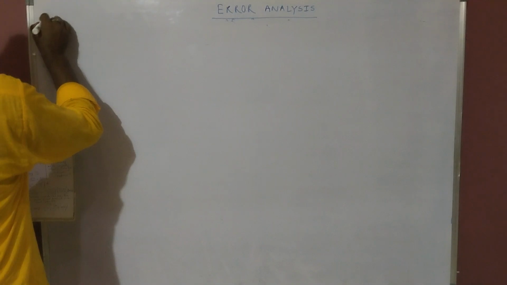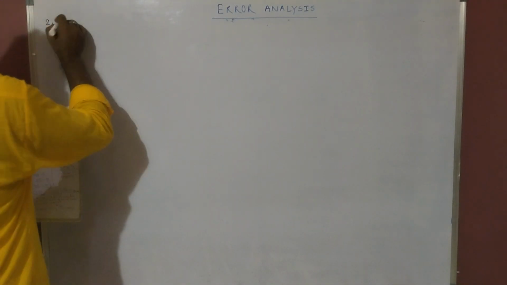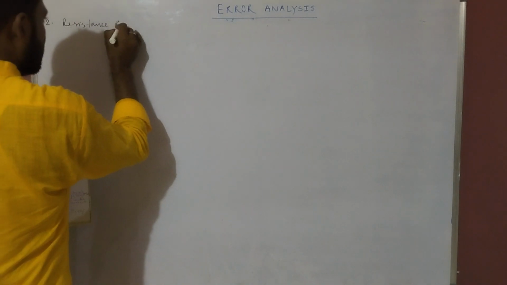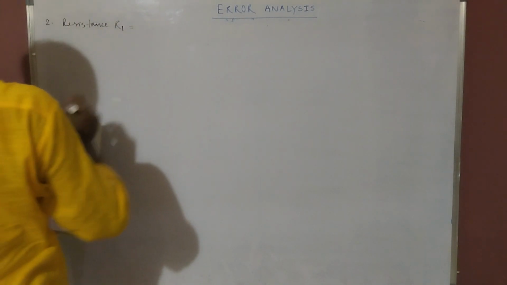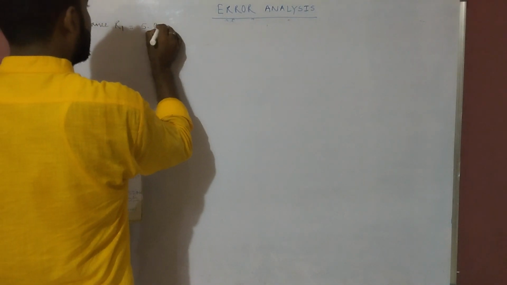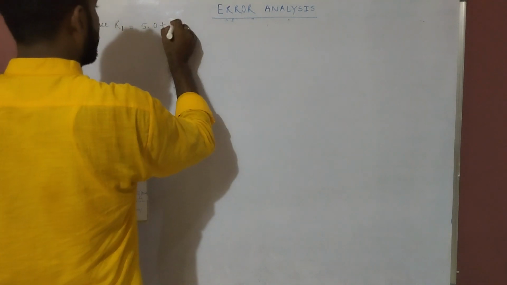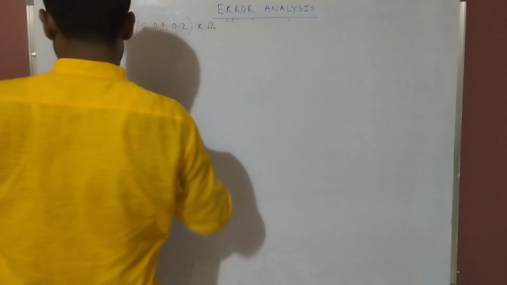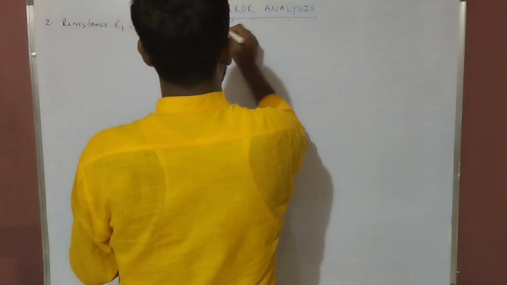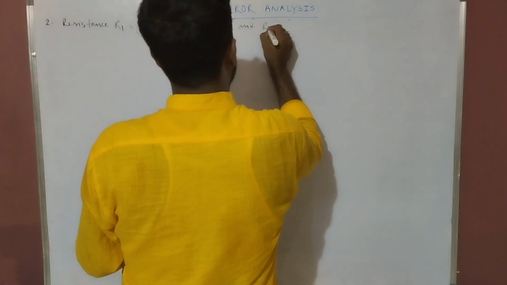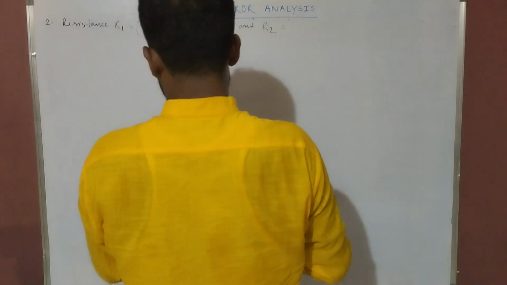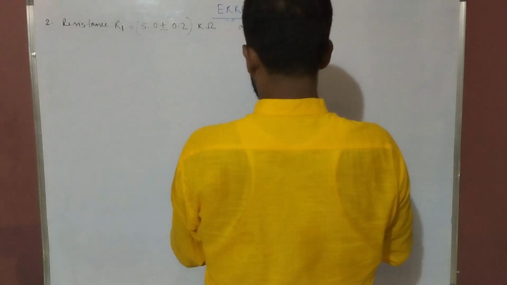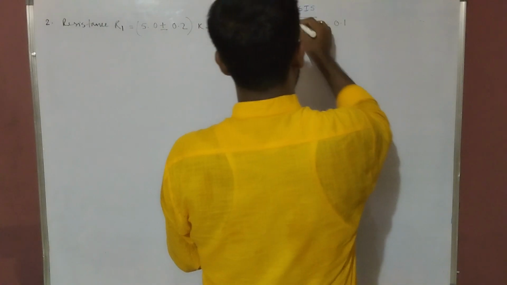A type 1 problem. Resistance R1 is equal to 5.0 plus minus 0.2 kilo ohm, and R2 is equal to 10.0 plus minus 0.1 kilo ohm.